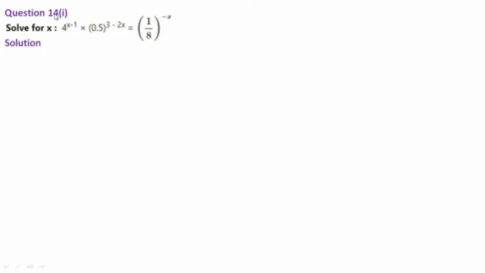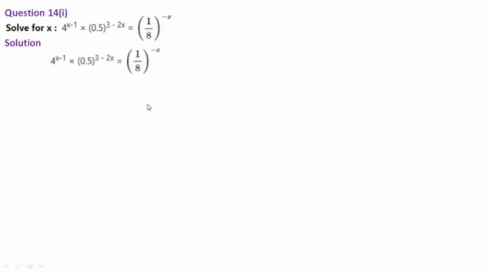So the first question is on the screen, which says solve this particular equation. Whenever you are asked to solve, basically you need to find the value of the unknown. For example, here we have got x, here also we have x, and here also we have x. So basically we need to find the value of x here. Okay, let's begin then. So this is given to us.